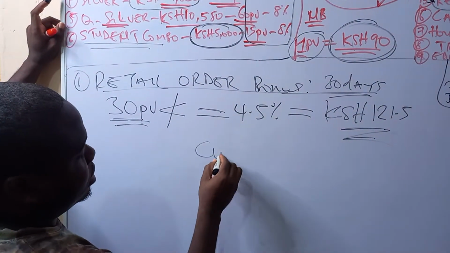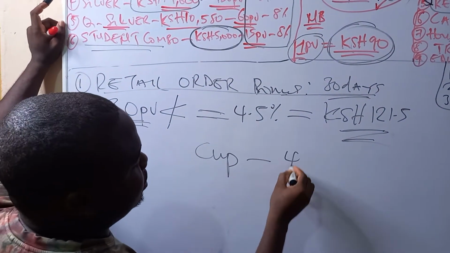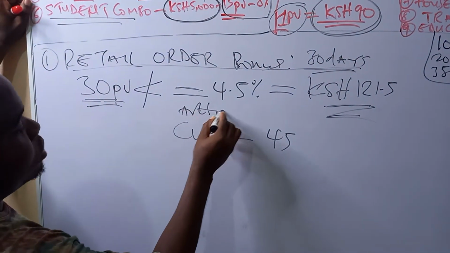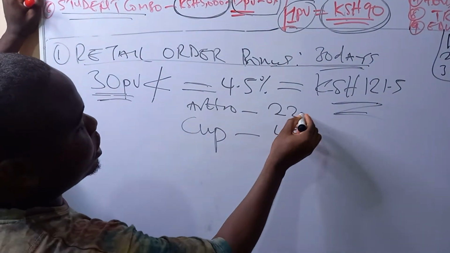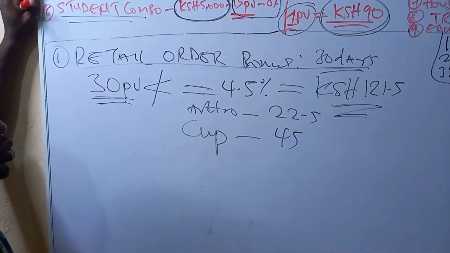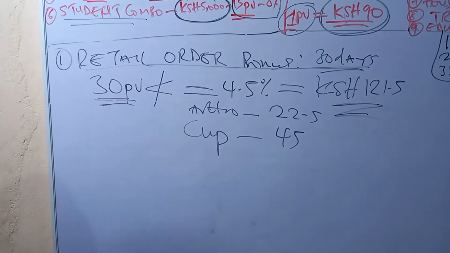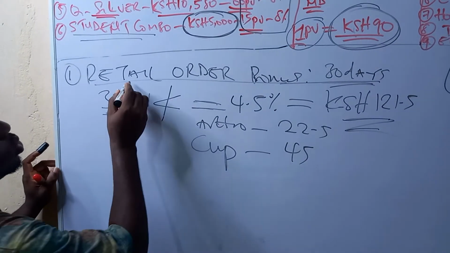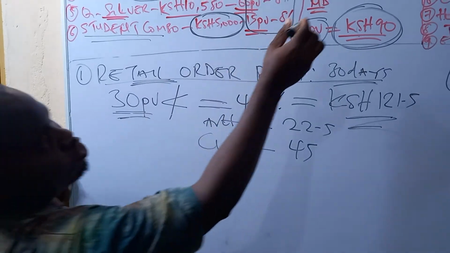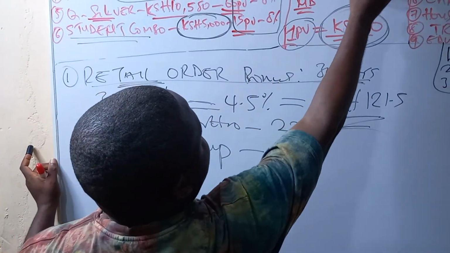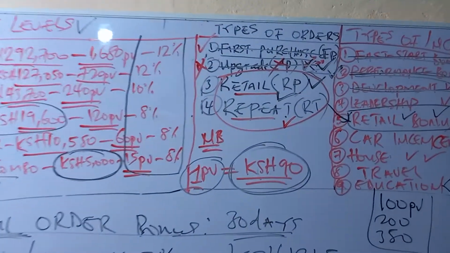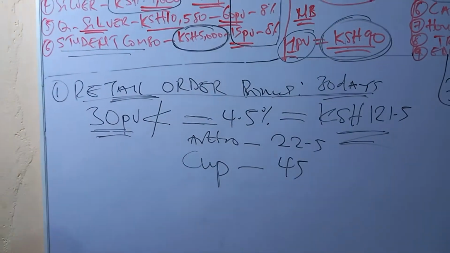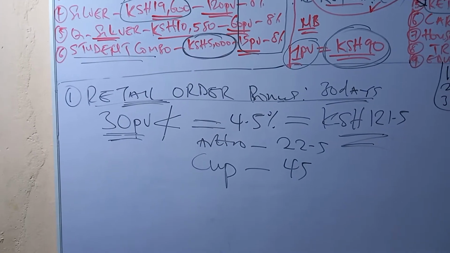The cap is 45 PVs, one cap alone. Atro Soup Reviver is 22.5. So imagine you have a community of product users who are consuming the product. Every time they are buying, you use that purchase to do retail order, not upgrade, retail order, retail order. Imagine you have that and there are up to 100 people. You are making about 12,250 Kenyan shilling, right?